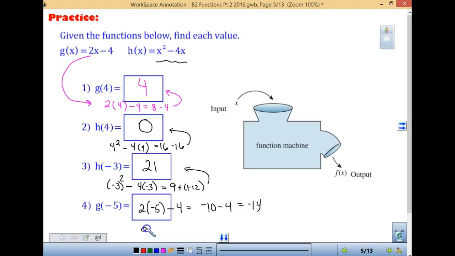How do I write my answer? I write g of negative 5 equals negative 14. You do not just tell me negative 14. You want to write this whole work with the function equaling the number. Okay? So if you need to pause it to make sure everyone has this written down, do so.